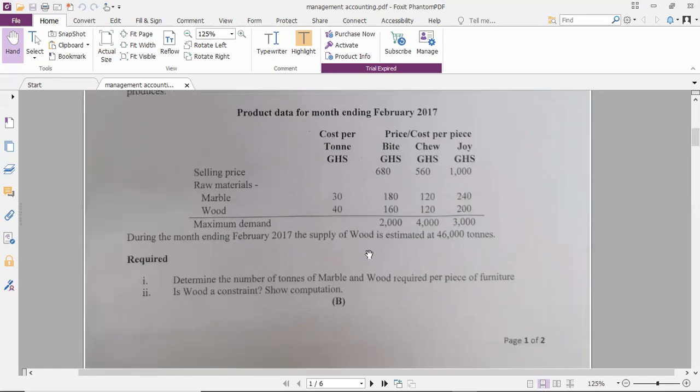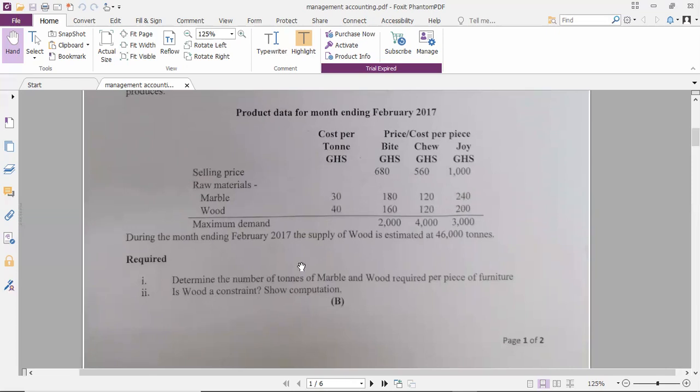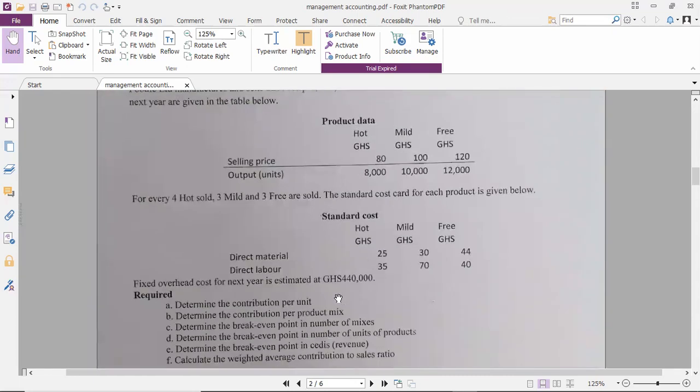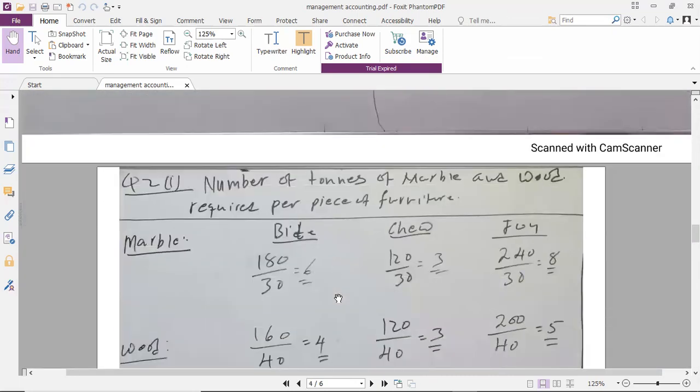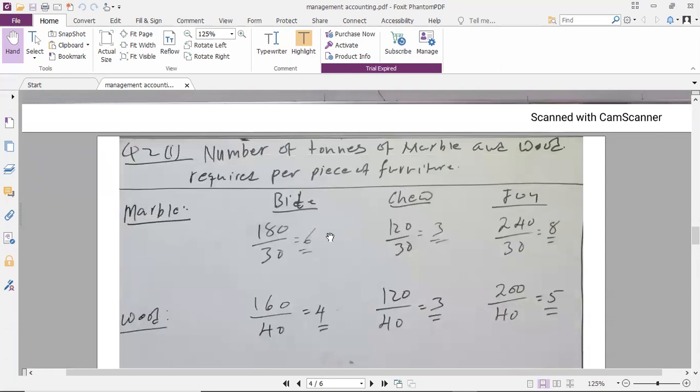So you divide the 180 by the 30, the 120 by the 30, the 240 by the 30 to get what they want you to do here. You do the same for wood: 160 by the 40, 120 by the 40, 200 by the 40. So when you go to my solution here, that is the very first thing I did. The 180 over the 30, 120 over the 30, 240 over the 30, 160 over the 40, 120 over 40, 200 over 40. So this is what I call the number of tons of marble and wood required per piece of furniture.